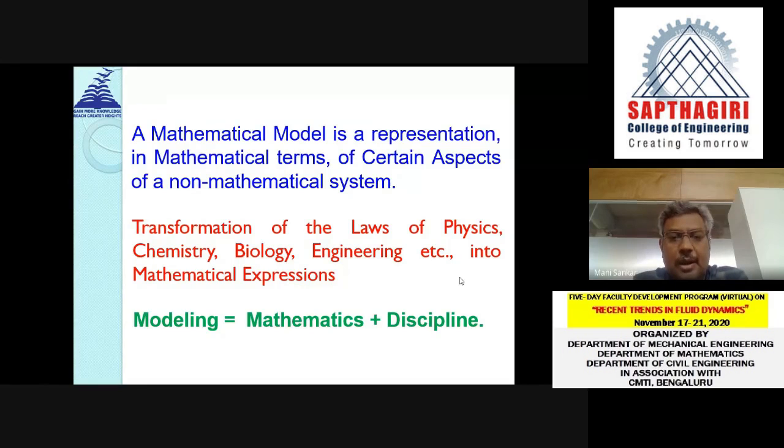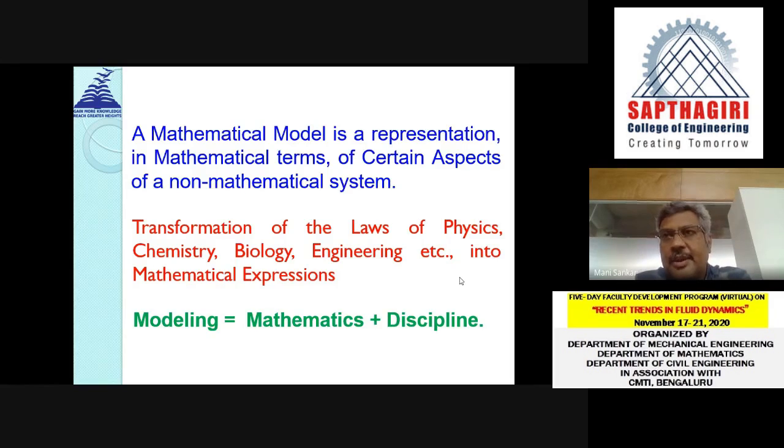So if you look at the modeling, we always have two disciplines involved. The first discipline is mathematics, that is always fixed, because here we use mathematics as a tool to solve the problem arising in mathematical modeling. The second group is a discipline.